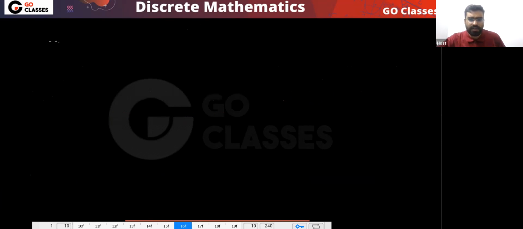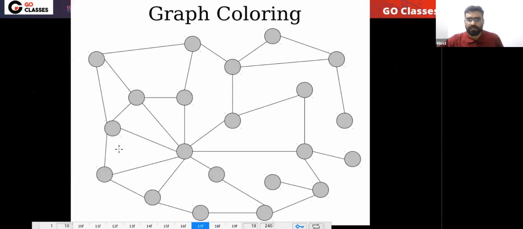For example, if you have this graph, and we want to do vertex coloring, it means the adjacent vertices should get different colors. Here these vertices are adjacent, so they should get different colors. These two, can they get the same color? Yes. We don't care about them. They can get the same color or a different color. We only care about adjacent vertices. Adjacent vertices should get different colors.